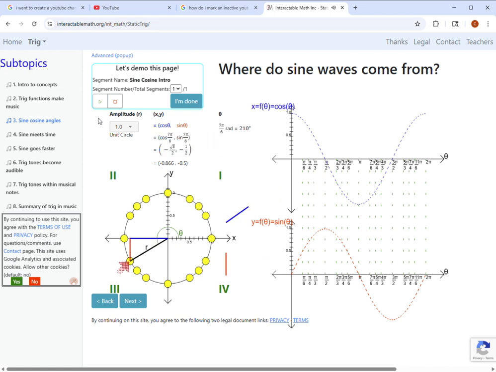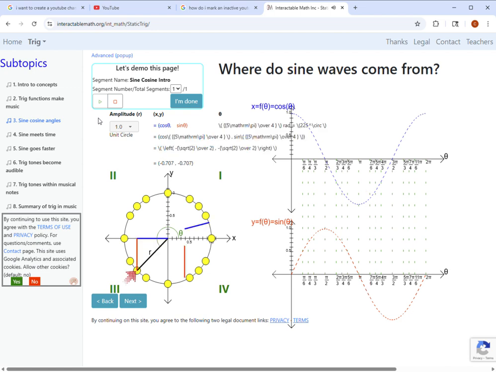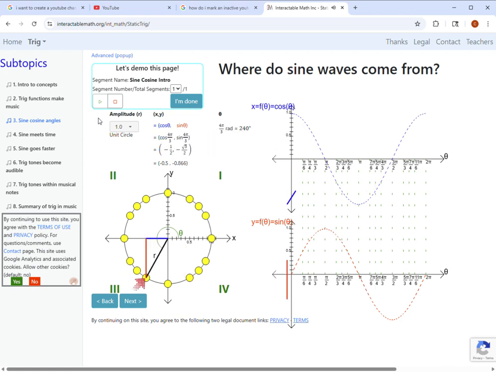Notice that as I am clicking angles, the exact sine and cosine segments are moving to their proper place on the graph for that angle theta. Also, the values x, which is cosine, and y, which is sine, are calculated above the unit circle as both the exact values and the decimal approximation.